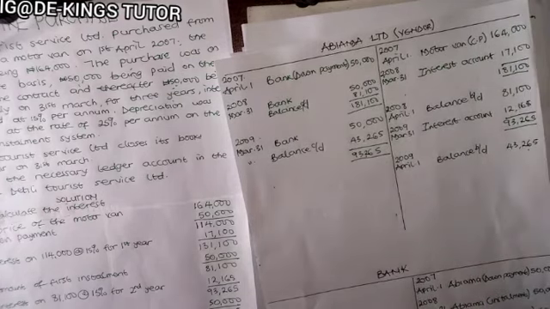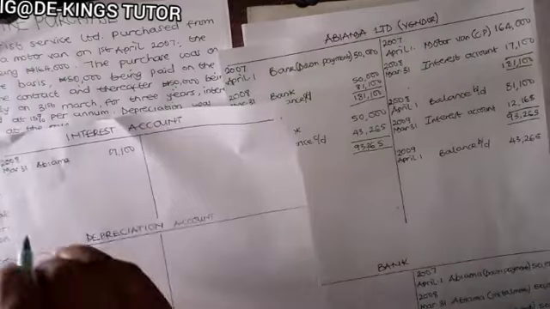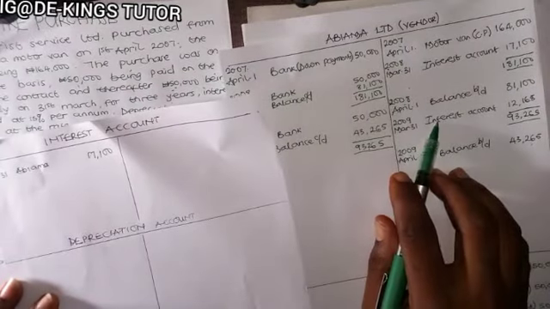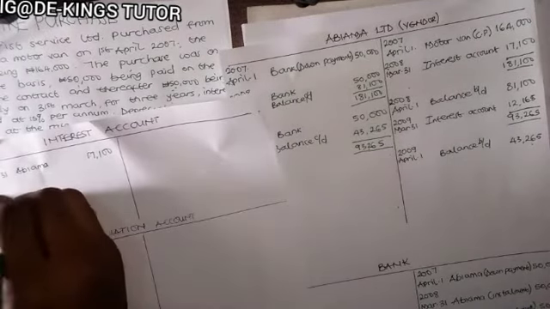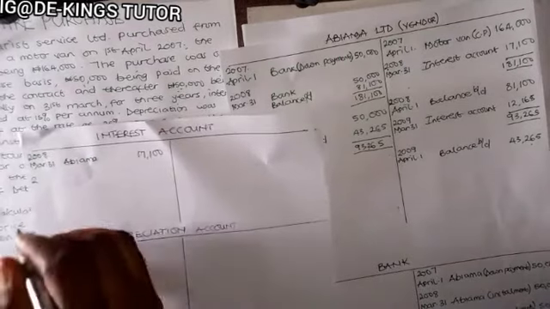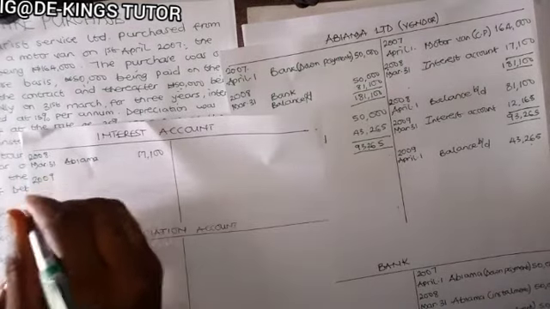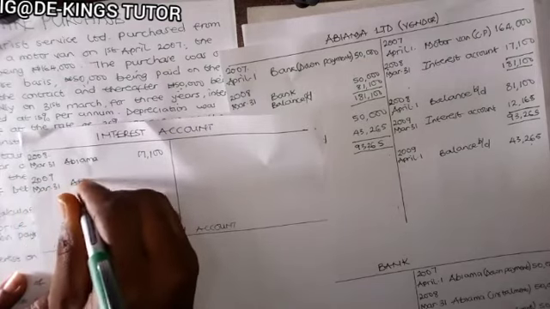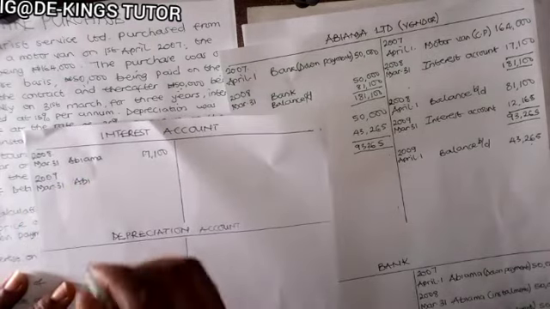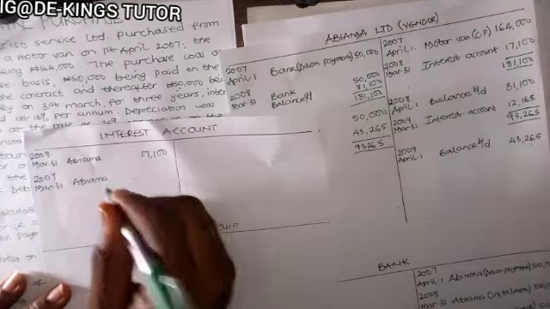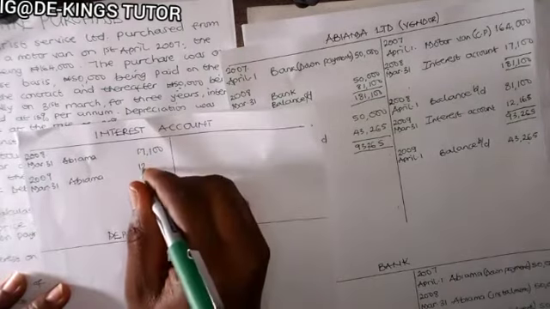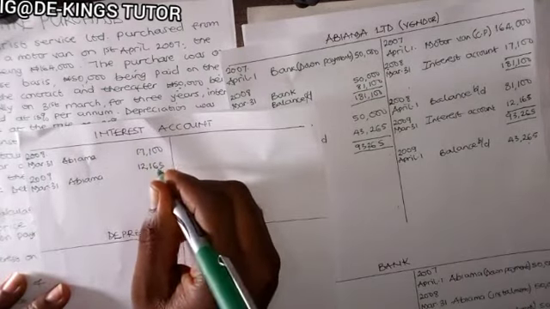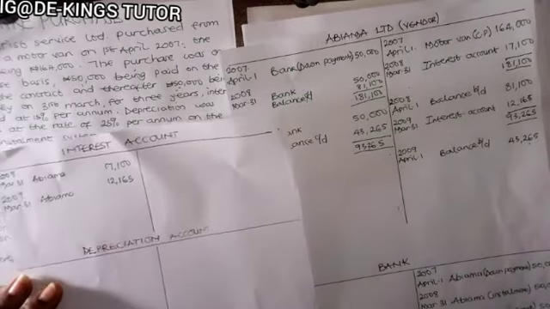43,265. Okay. Now also in the interest account, remember for the second year, we'll have here 2009 March 31st. It's coming from Abiama, which is 12,165. Okay. That's for the second one.